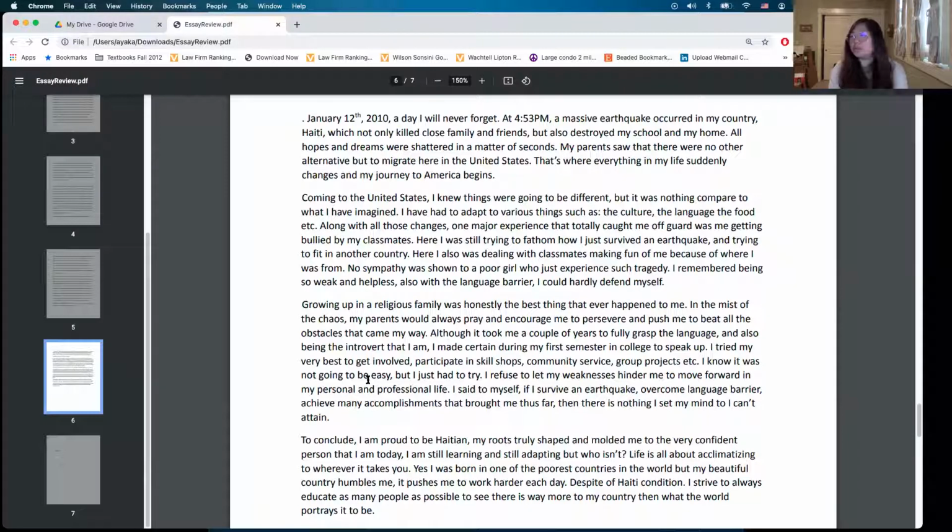On January 12th, 2010, a day I will never forget. At 4:53 p.m., a massive earthquake occurred in my country, Haiti, which not only killed close family and friends, but also destroyed my school and my home. All hopes and dreams were shattered in a matter of seconds. My parents saw that there was no other alternative but to migrate here to the United States. And that's where everything in my life suddenly changes and my journey to America begins.